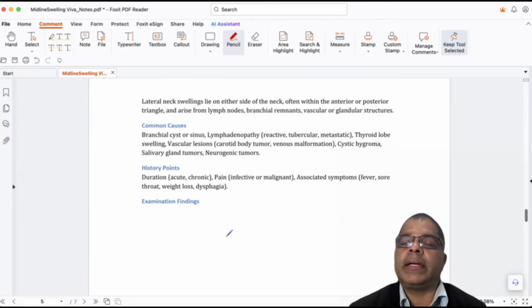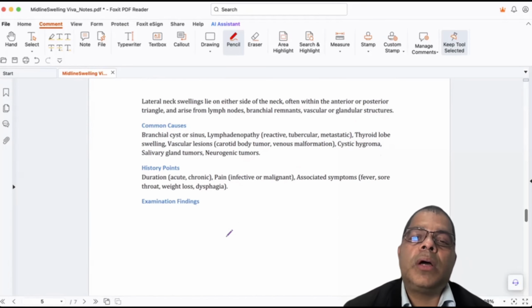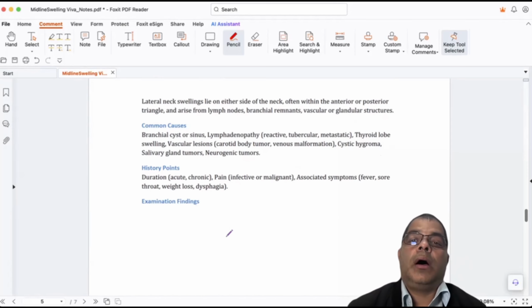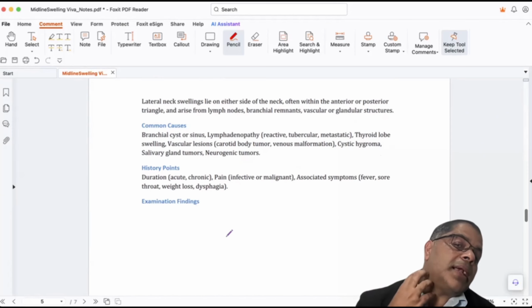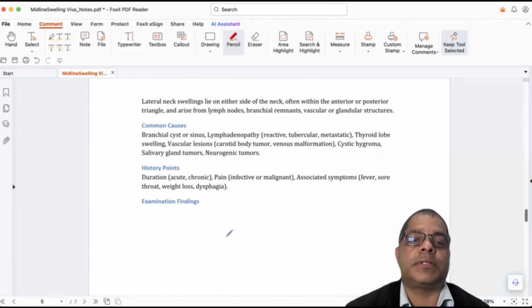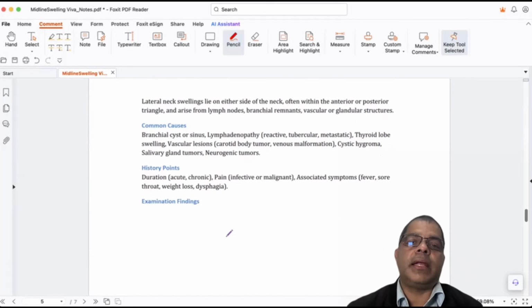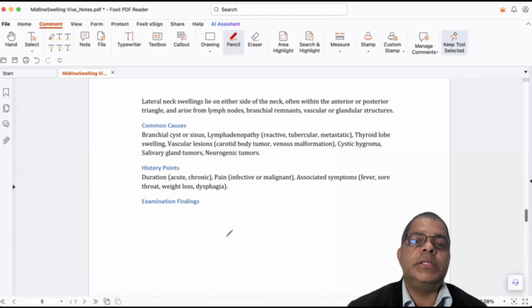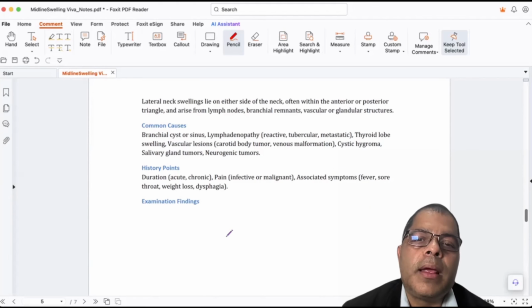Lymphadenopathy may be reactive, tubercular, or other metastatic type also. Other is thyroid lobe swelling. In the lateral part there is also thyroid, but don't say thyroid first. You tell branchial cyst first, okay? And the examiner can give the age range also. At that time you have to mention which age group is the most common for the swelling.